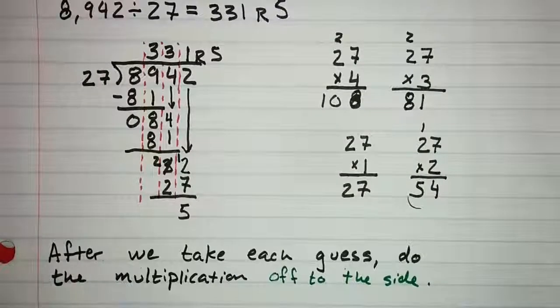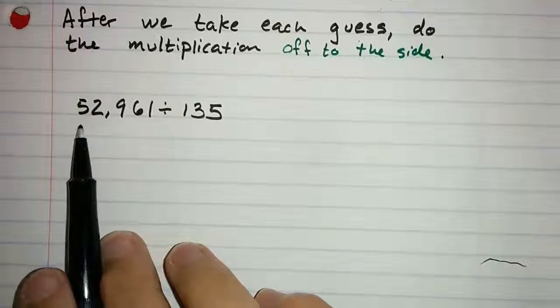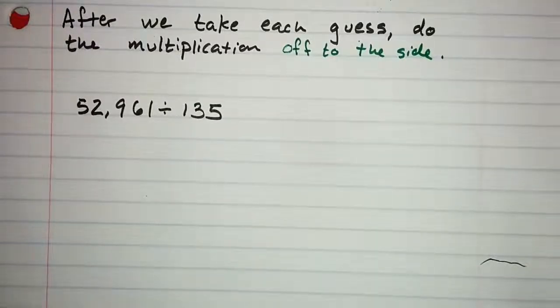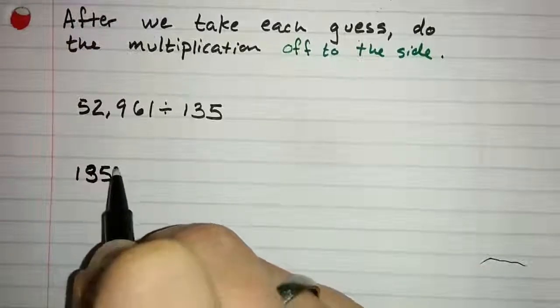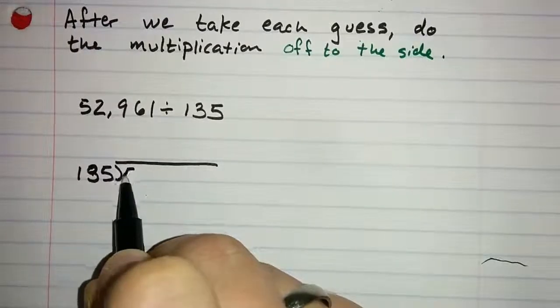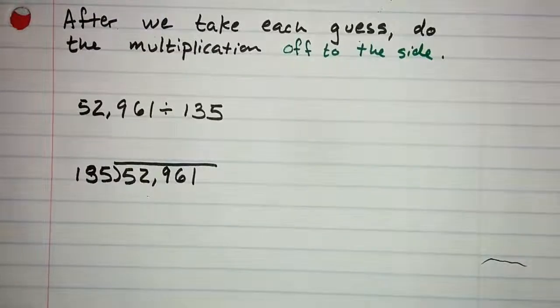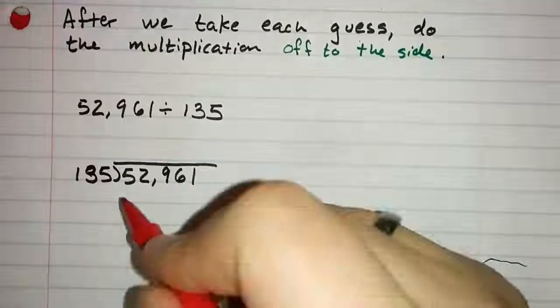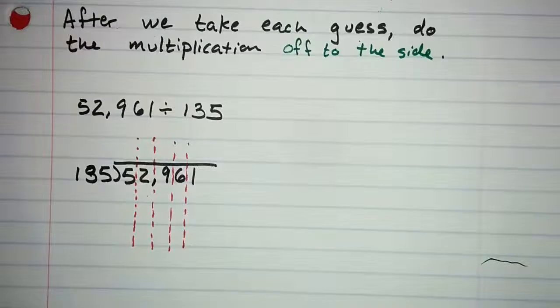All right, let's work another example together. Let's suppose we want to divide 52,961 by 135. This looks bad, it's not that bad. We want 135 into 52,961. And again, I'm going to need to keep track of my place values pretty carefully. I'll draw in these lines. I'll extend them down further as we need them.